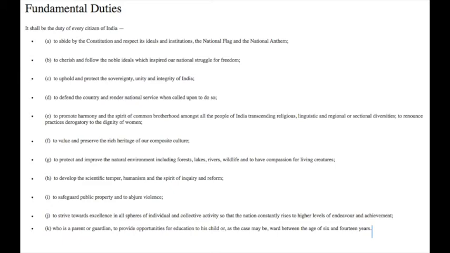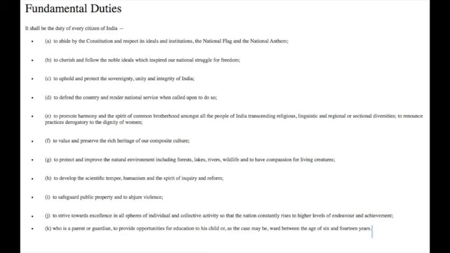And the ninth one is to safeguard public property and to abjure violence. It is the duty of every individual, every citizen, to safeguard public property and give up violence. If violence is provoked, sometimes that becomes the cause. People do sometimes damage public properties. So it is the duty of every citizen to safeguard public property and abjure violence, to give up violence.